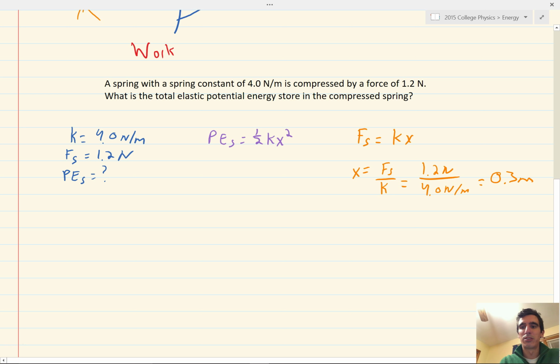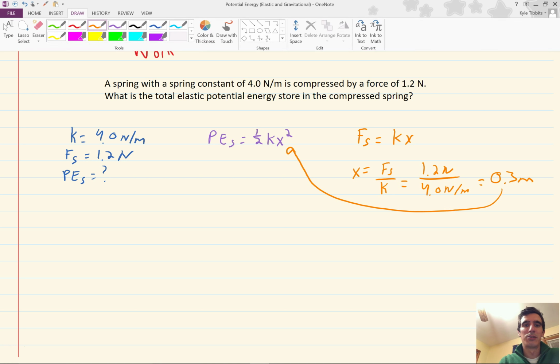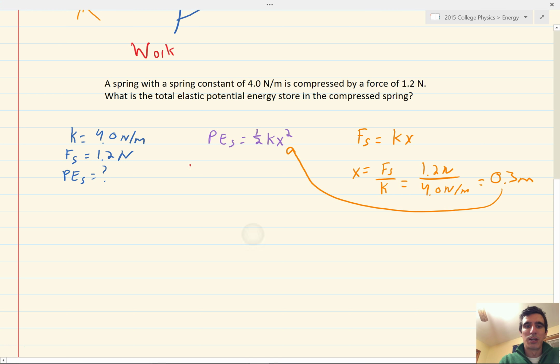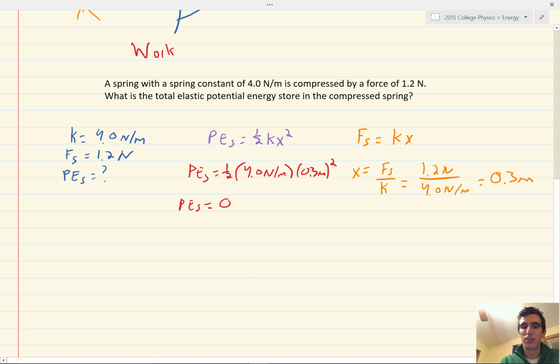Now that we know what x is, we can plug that in and solve for the potential energy. So Pe sub S is equal to 1/2 times k, 4.0 newtons per meter, times x, 0.3 meters, quantity squared. Plug and chug, and we get in our calculator 0.18 joules.